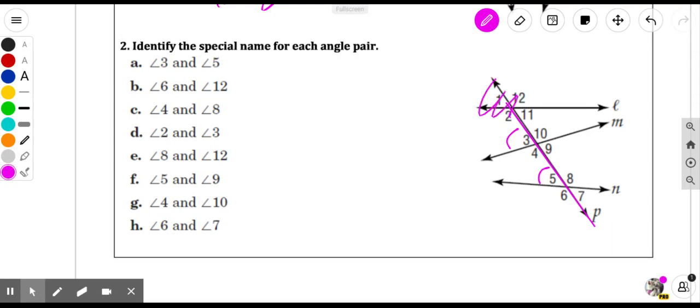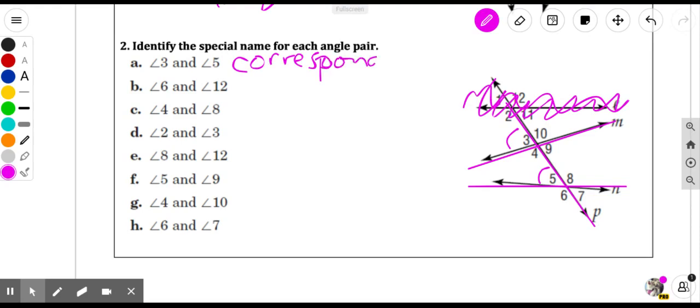Well, if you cover this up for just a second, because we don't need that part right now, right? We're kind of focusing on 3 and 5. Here are the 2 lines. P is the transversal. 3 is an exterior angle for M and N. 5 is an interior. So this is same side of the transversal, one inside, one outside. These are considered to be corresponding angles.